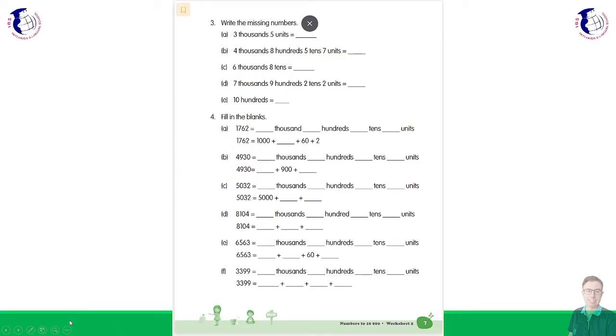So here we have to write the missing numbers. So we have 3,005 units. So that's going to be another 4-digit number. In fact, all of these, except the last one, are all 4-digit numbers. No, in fact, the last one's a 4-digit number as well. So be careful with this as well. There are 10 hundreds. Remember, when you have more than 9 of something, you have to regroup them. So let me just draw a quick example of that as well.